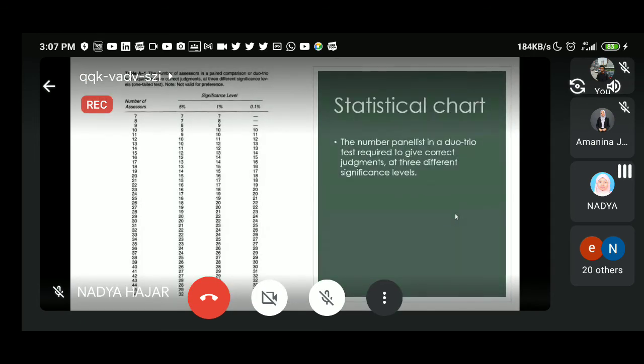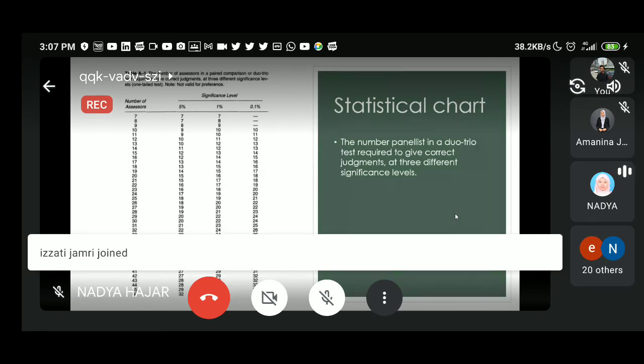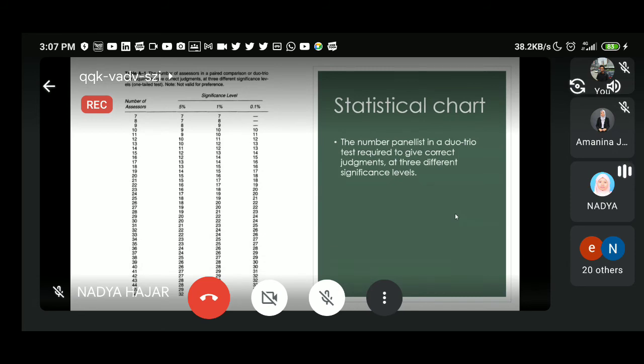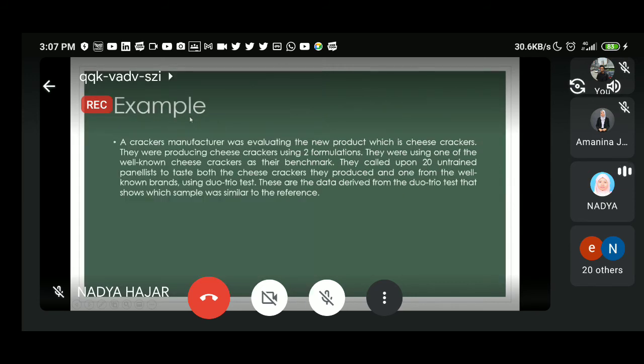Okay, here are the statistical chart for duo trial test. So kita akan guna table yang sama ni untuk simple pair comparison dengan duo trial test. Okay, so kita akan pakai column 5% ni. So here is the example.